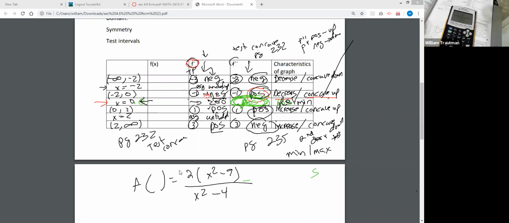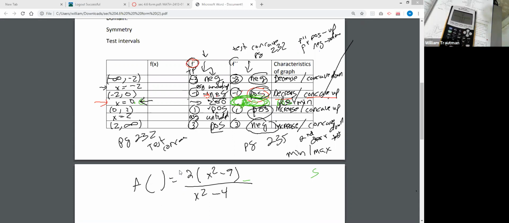Then from 0 to 2, the function is increasing. The slope is positive here. And from 2 to infinity, the slope is increasing. That was the first derivative that we did, finding the test points. It shows the slope is decreasing here, increasing here, and increasing here. We have the asymptotes at negative 2 and positive 2.